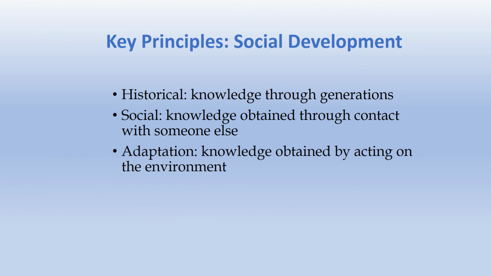Some of the principles of social development: number one, historical knowledge through generations. So knowledge is passed on through your ancestors. Social knowledge is attained through contact with someone else. So it's the ideals and principles that you have during your interactions with your classmates, your students, your friends, and your teachers. Adaptation: knowledge obtained by acting on the environment. So it's how you adapt to a situation and what you do when you are encountered with that situation.